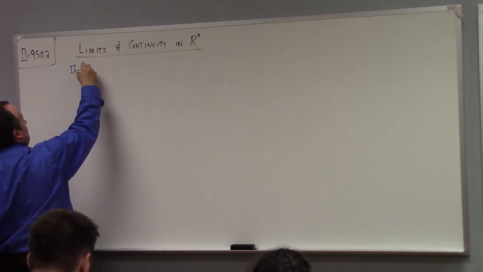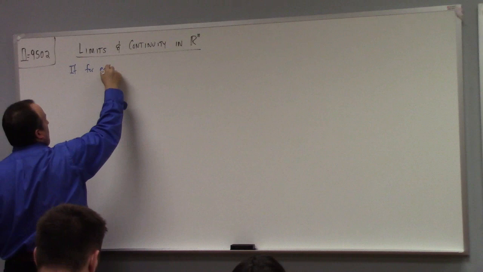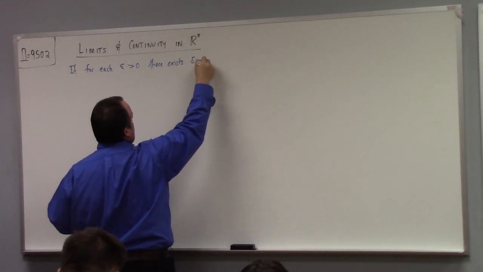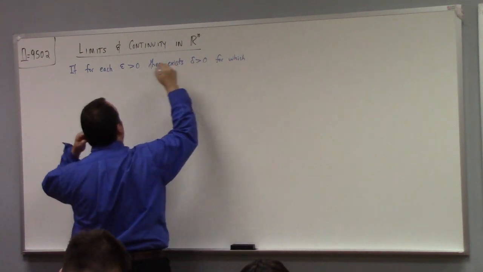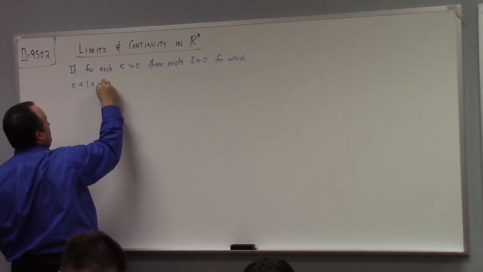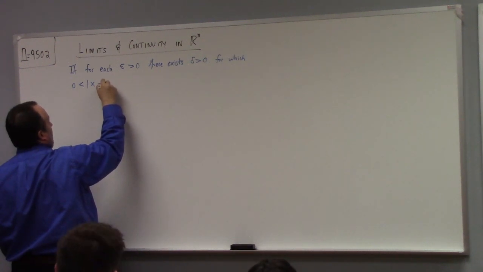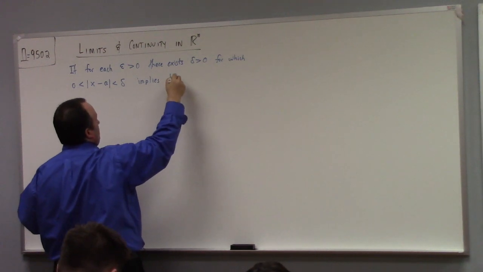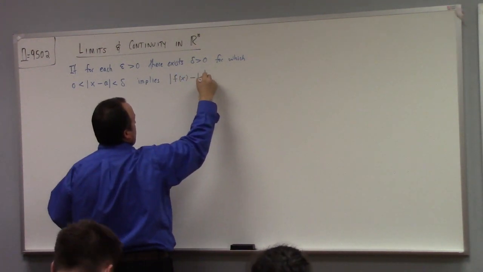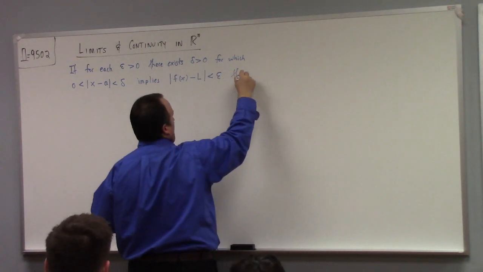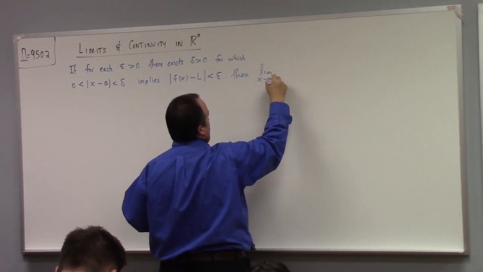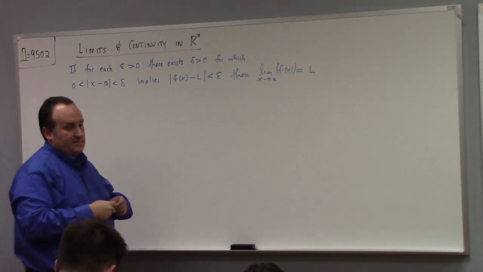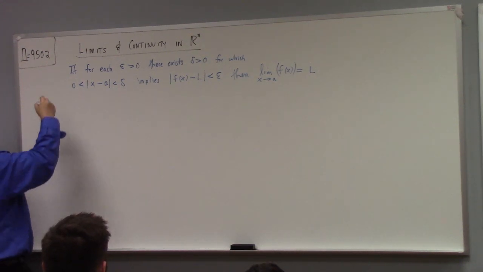If for each epsilon greater than 0, there exists delta greater than 0, for which 0 less than the absolute value of x minus a is less than delta implies that the absolute value of f of x minus L is less than epsilon, then the limit as x goes to a of f of x is equal to L. So that's the so-called epsilon-delta definition of the limit from Calculus 1, right?